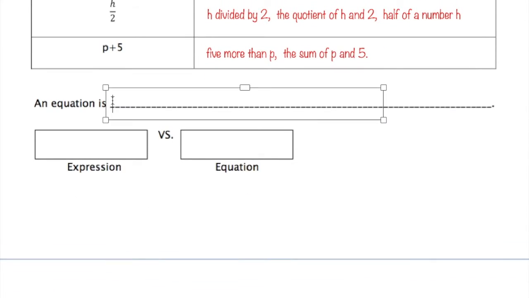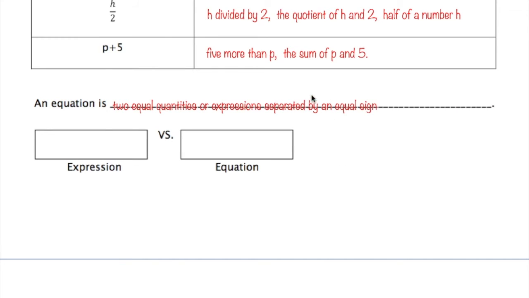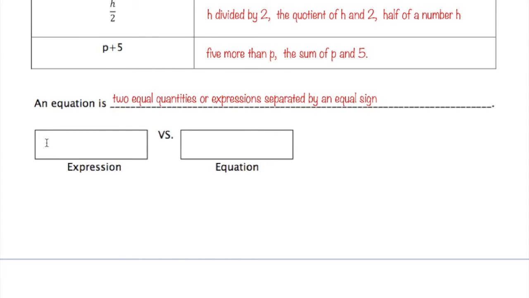So what can we put for a definition for an equation? An equation is 2 equal quantities or expressions separated by an equal sign. So an example, an expression would be 3x plus 5. An equation would be 3x plus 5 equals 14.